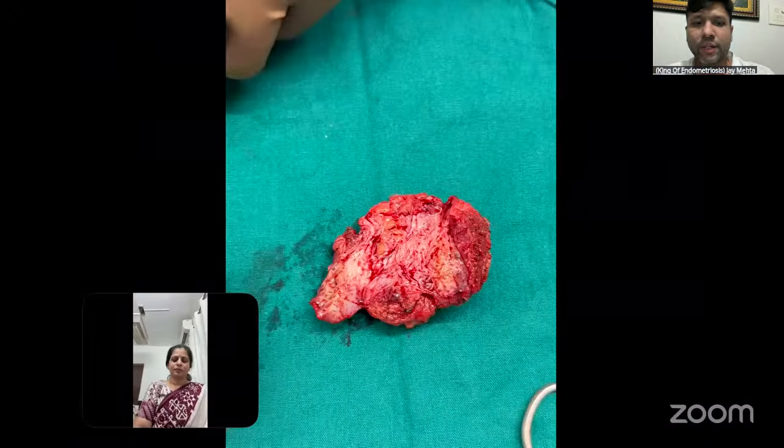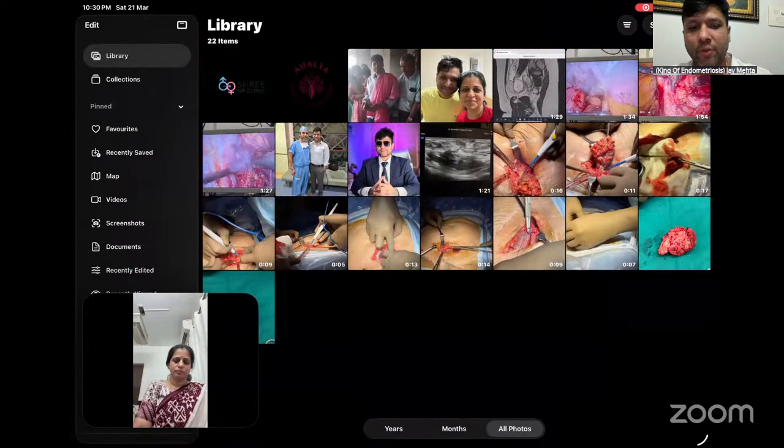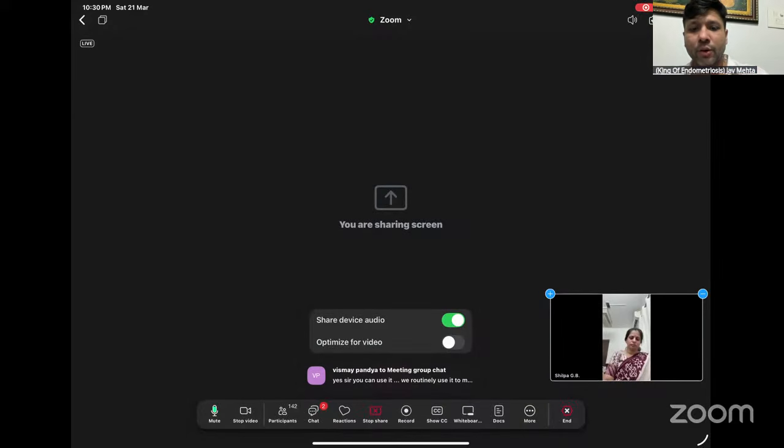Once the suturing and everything is complete, we are going to leave an abdominal drain inside, and after we leave an abdominal drain, that is when we are going to come out.